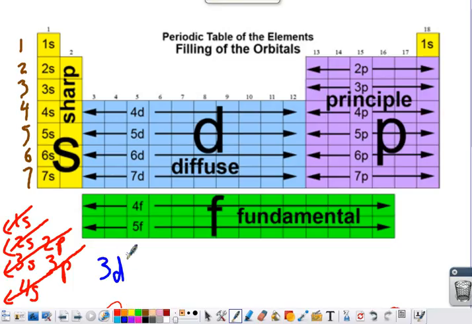Yeah, you're right though. It's the 3D. The 3D comes next. This is an error on this one. I'm sorry. This should be a 3, and that should be a 4, and that should be a 5, and that should be a 6.